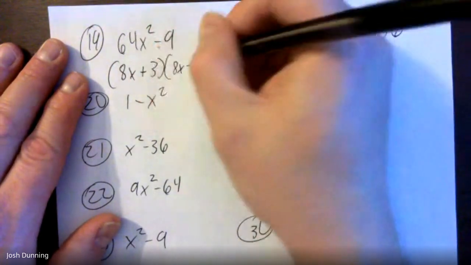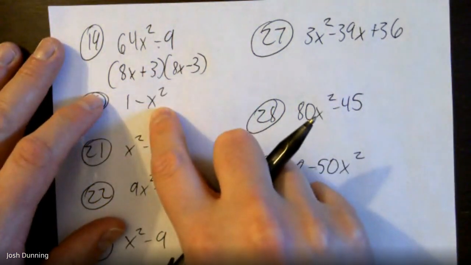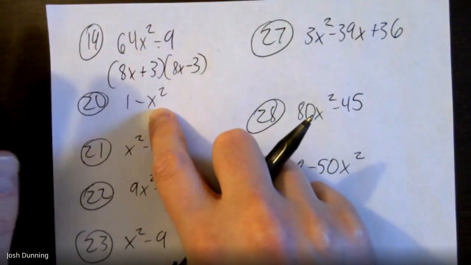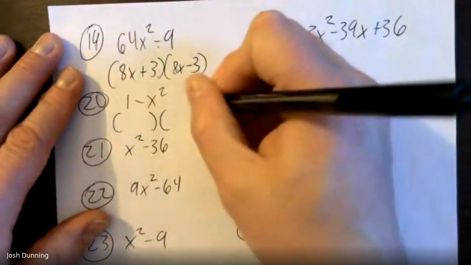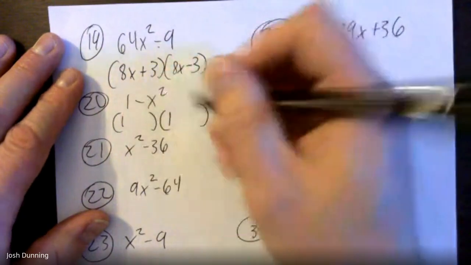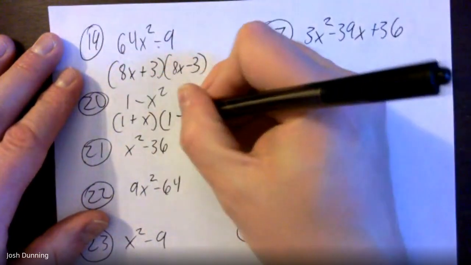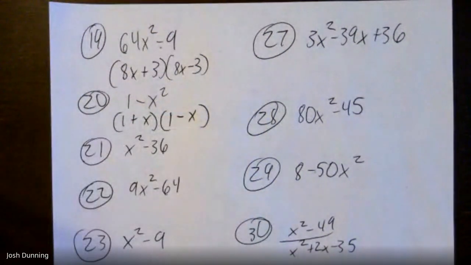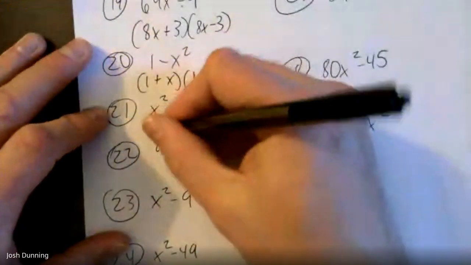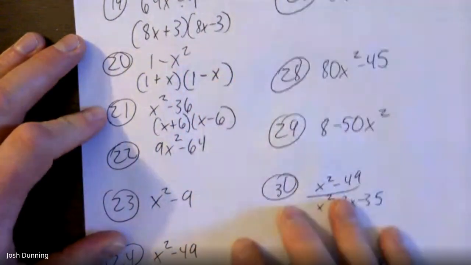Square root of 9 is 3. Now, even though x squared is second, it's done the same way. Just keep your x second. Square root of 1 is 1. Square root of x squared is x. 1 gets a plus, 1 gets a minus. And you can put the minus first, then the plus. It's fine as long as you have one of each. 21, x plus 6, x minus 6.